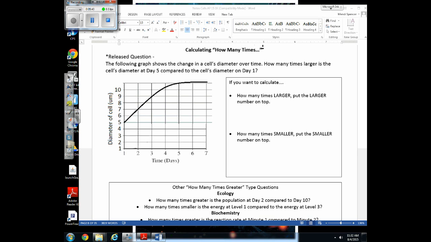Whenever you're calculating how many times larger or how many times smaller, you're actually getting a ratio. So if the problem asks you to calculate how many times larger, then you need to put the larger number on top, and you need to divide it by the small number.